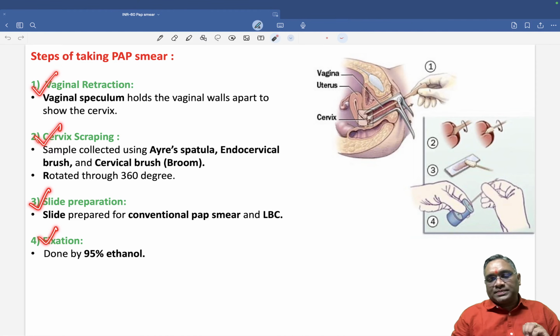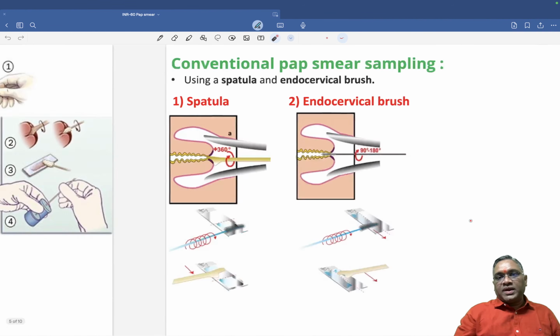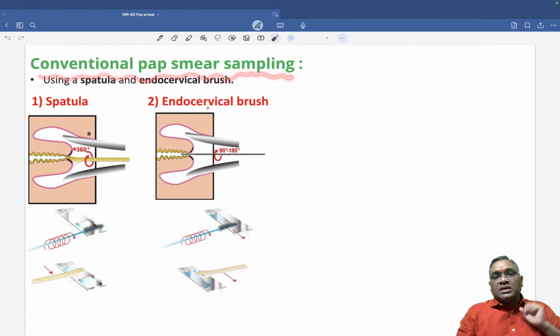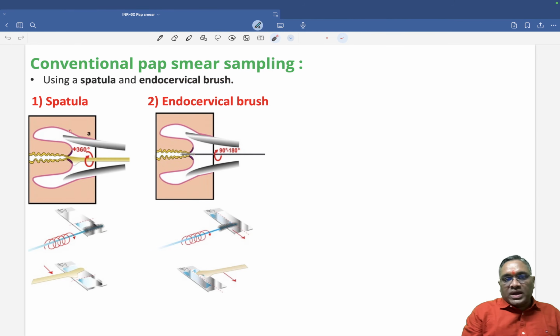These are the 4 steps of the pap smear which we are seeing: vaginal retraction, then cervix sampling, slide preparation and fixation in 95% ethanol, right? So now what I want to say is that for conventional pap smear sampling, we are going to use a spatula and endocervical brush. So now you can see we are using a spatula from the cervix.